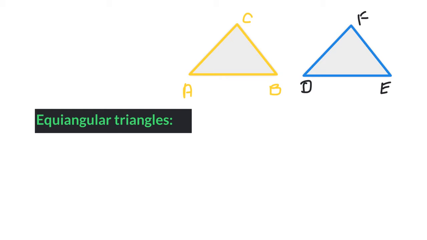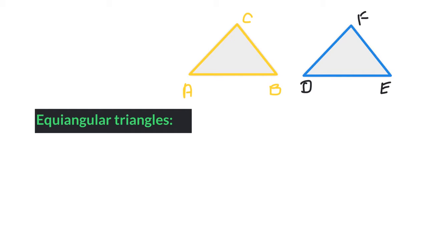When the corresponding angles of the two triangles are equal, such triangles are called equiangular triangles. So what are equiangular triangles? They are those triangles where the corresponding angles are equal. For example, angle A is equal to angle D, angle B equal to angle E, and angle C equal to angle F. Then we say that these two triangles are equiangular. Remember this definition.